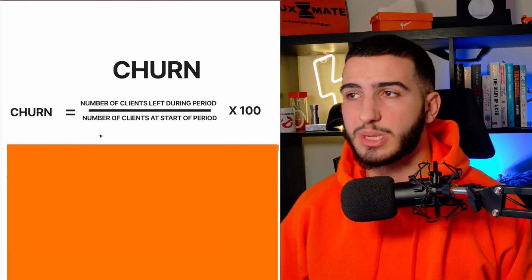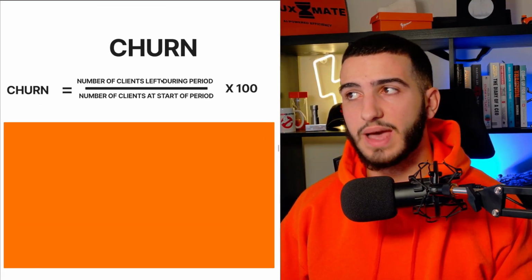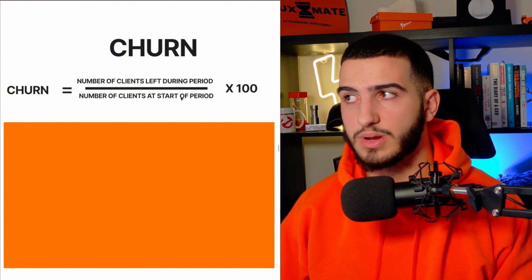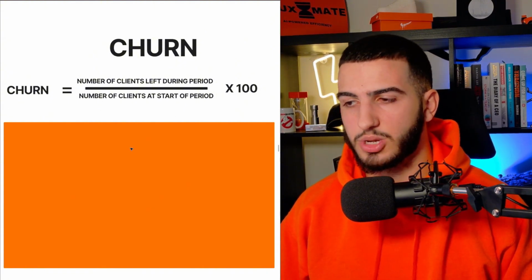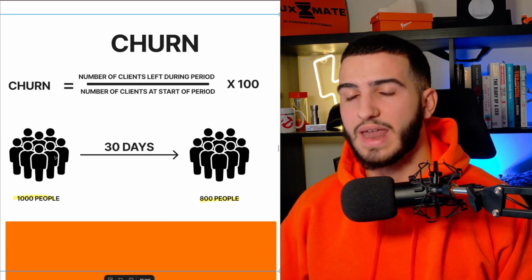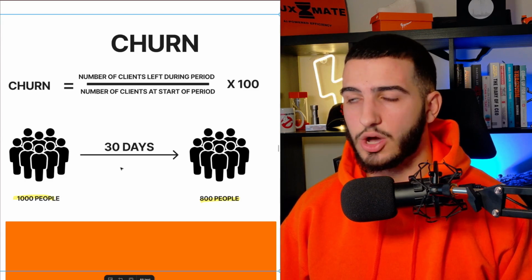Firstly, let's talk about the equation for churn. So churn is just the number of clients that left during a certain period divided by the number of clients at the start of the period, and obviously if you want a percentage, you times it by 100. So for example, let's say at the start of 30 days, I had 1,000 people, and at the end of those 30 days, I only had 800 people.